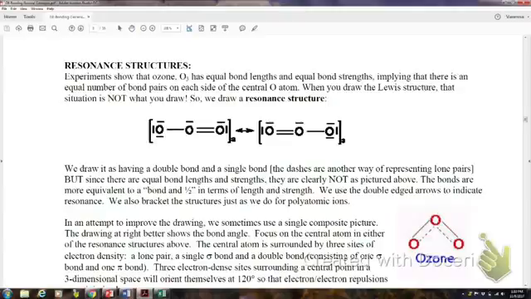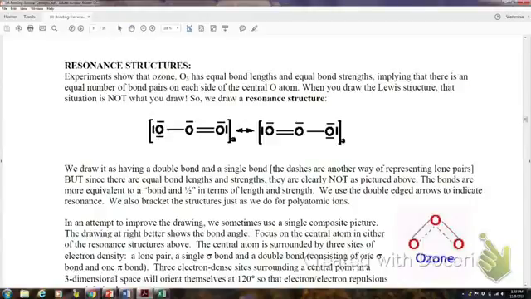And so a classic example here is ozone. Ozone has one single bond and one double bond. Okay? And so how do we know if that double bond is between 1 and 2 or 2 and 3? And the truth is we don't, and so we draw it both ways. Then we indicate that with the double-headed arrow, that's a resonance structure.